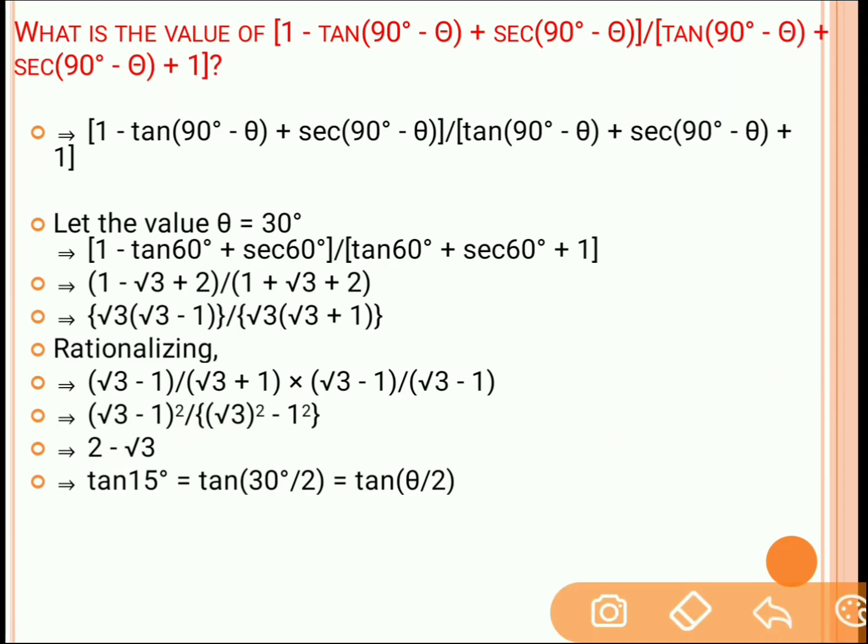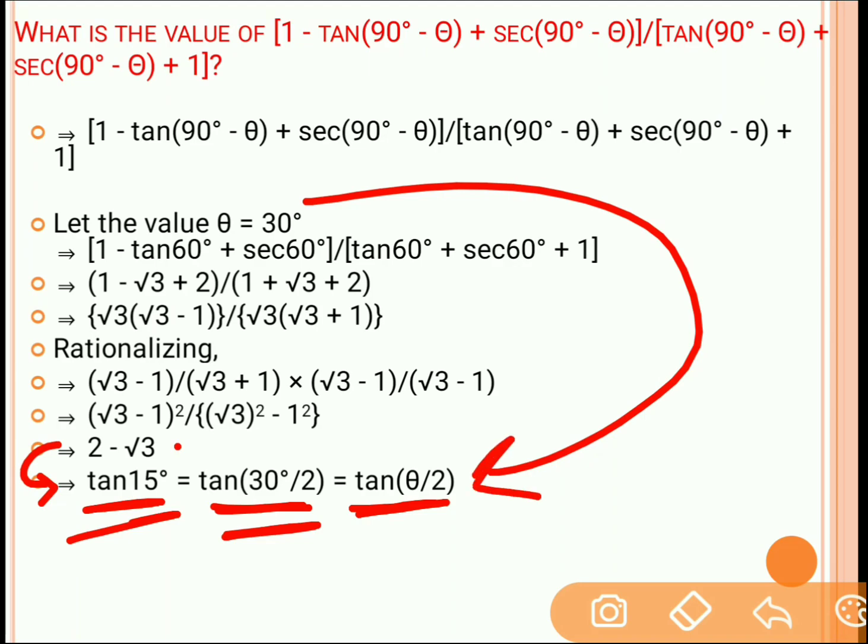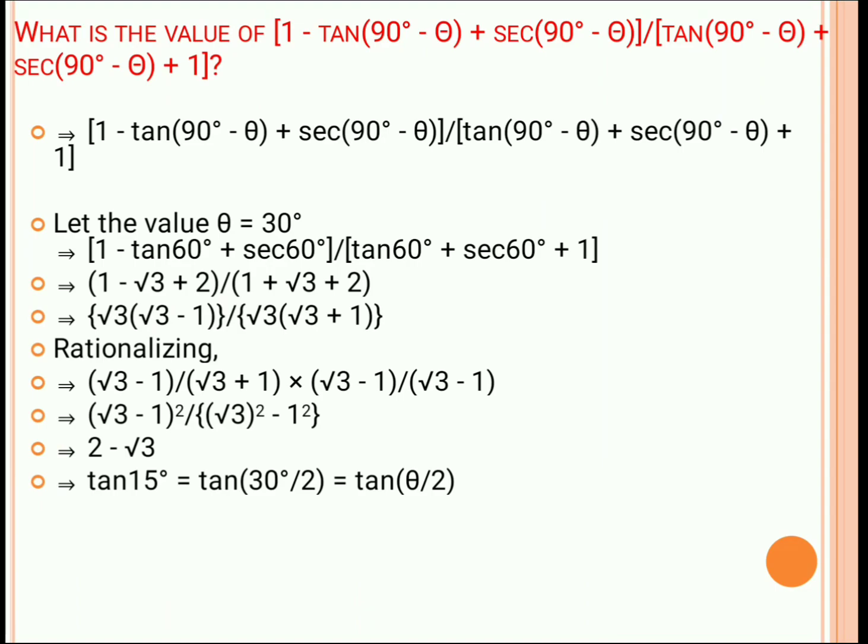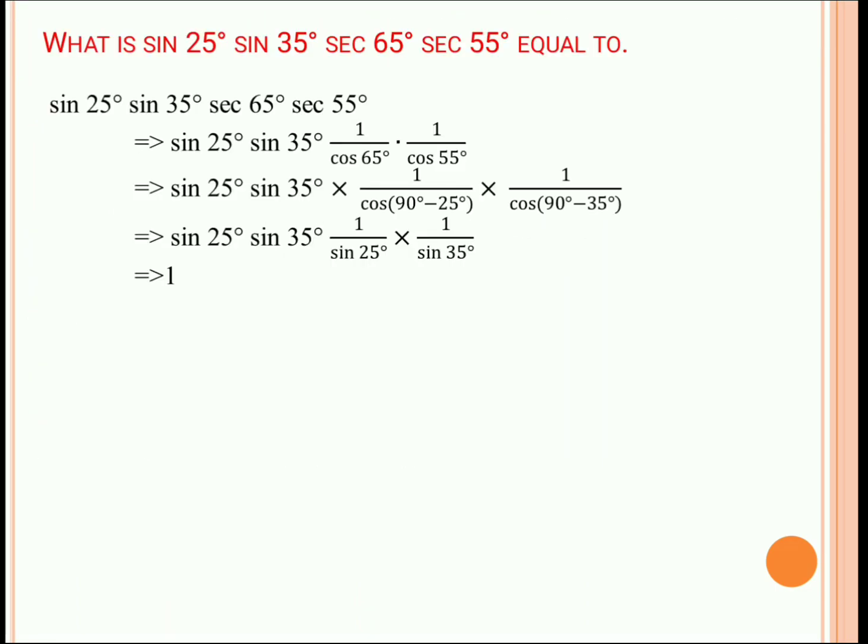Or the other way is: tan of 30 degrees by 2 is nothing but tan 15 degrees. So this value is nothing but the value of tan 15 degrees. So if 2 minus root 3 is the value of tan 15 degrees, tan 15 can be written as tan 30 degrees by 2, and that will be equal to tan theta by 2, because we have assumed theta is equal to 30 degrees. So the value of this expression will be equal to tan theta by 2. Next problem.